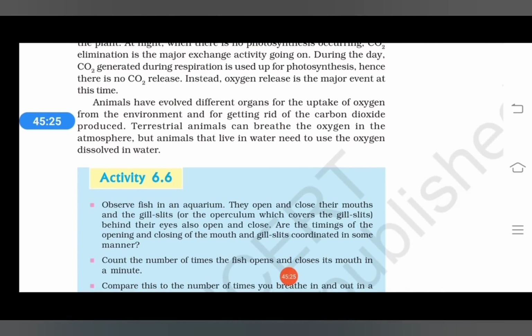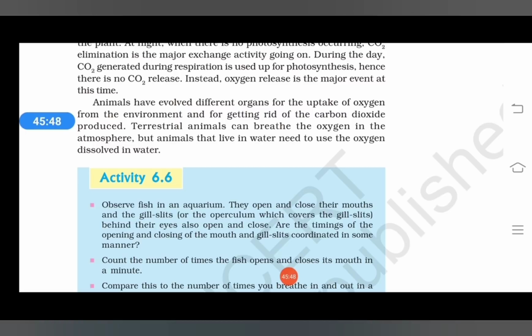Next, animals have evolved different organs for the uptake of oxygen from the environment and for getting rid of the carbon dioxide produced. Terrestrial animals can breathe in the oxygen in the atmosphere, but animals that live in water need to use the oxygen dissolved in water.